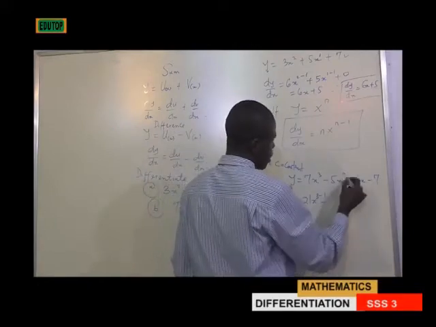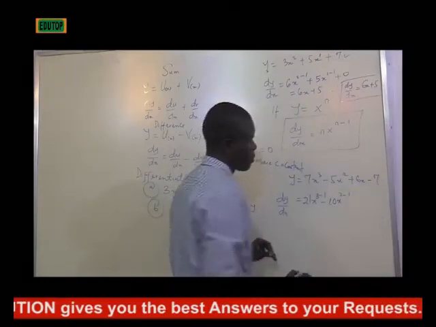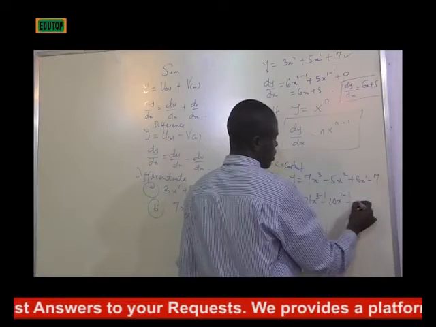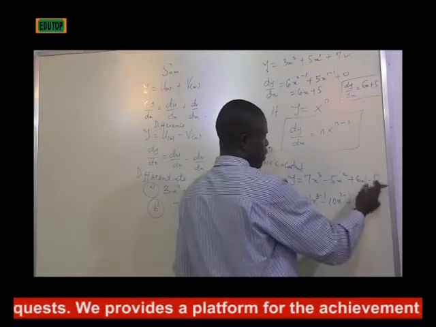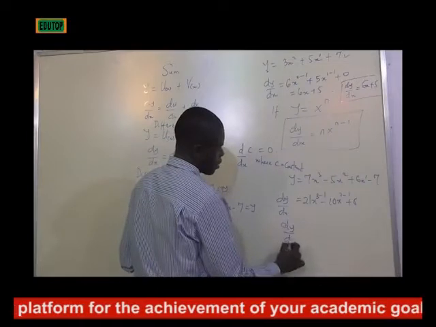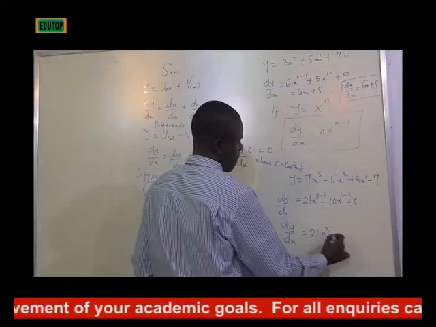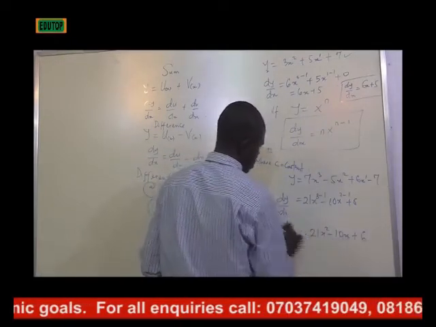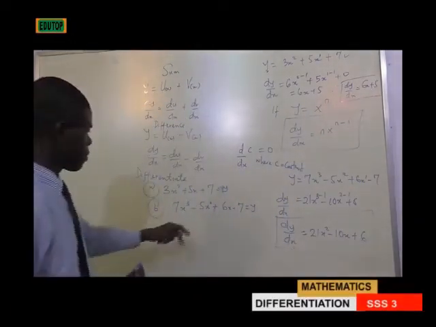Then the second one, minus 2 times 5, 10, x squared minus 1. This one has 1 as a power, 1 times 6, plus 6. 1 minus 1 is 0, so the x will no longer be there. And I said that when you differentiate a constant, you have 0. So you have a scenario like this. Then you have dy/dx equal to 21x squared minus 10x plus 6. And this is the answer to the B part.